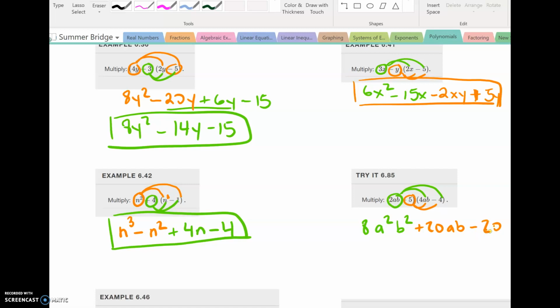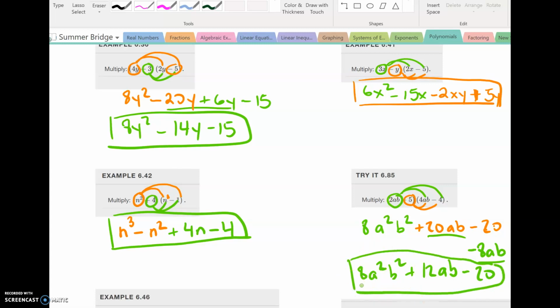And I made a mistake here. What did I do? I just multiplied the 2ab by the 4ab, and I forgot to multiply it out with the negative 4. So I'm just going to attach that to the end here in the green because that's where it should be. Negative 4 times 2ab is going to be a negative 8ab. So can I combine some things? I sure can, and I'm going to. So I have 8ab, a squared, b squared, and then I'm going to have a positive 12ab minus 20, and that is my answer. Okay.